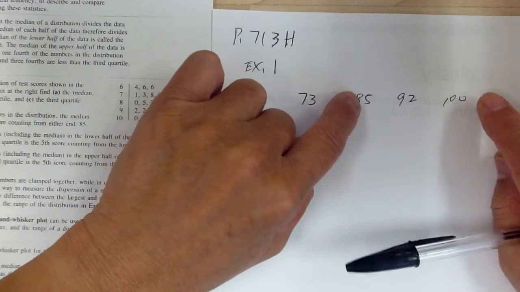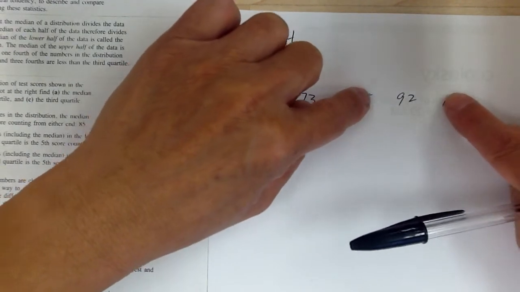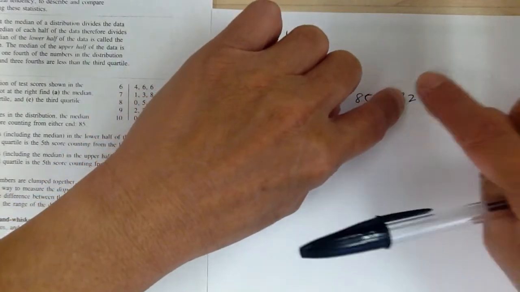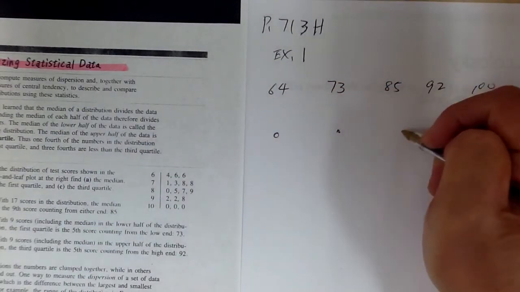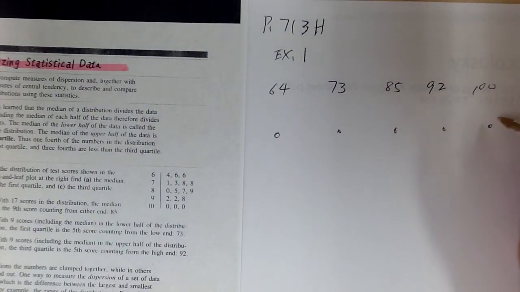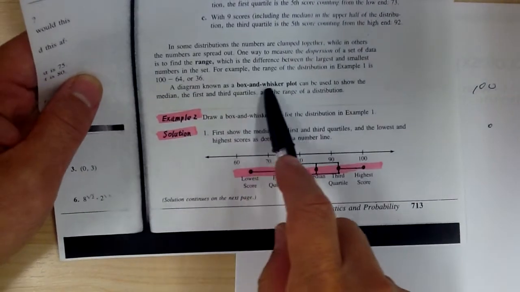Okay, from the median and the highest number, you just go from both ends and you keep going until they meet in the middle, and that's the middle number between these two, that's your third quartile. So again, it's very, very easy. Okay, so these are your dots. Now the next thing you have to do is make the box and whisker plot.